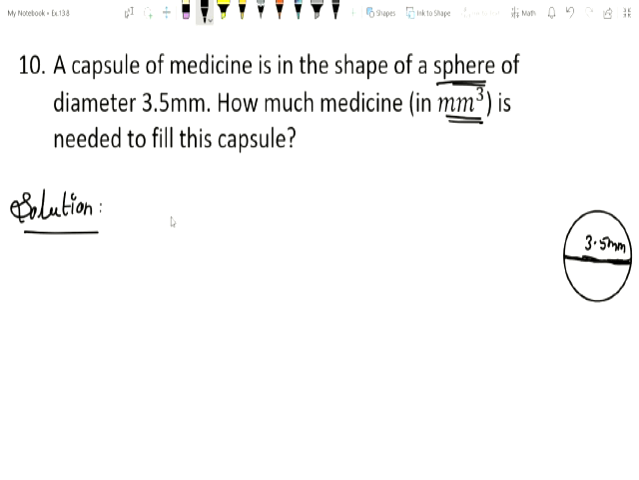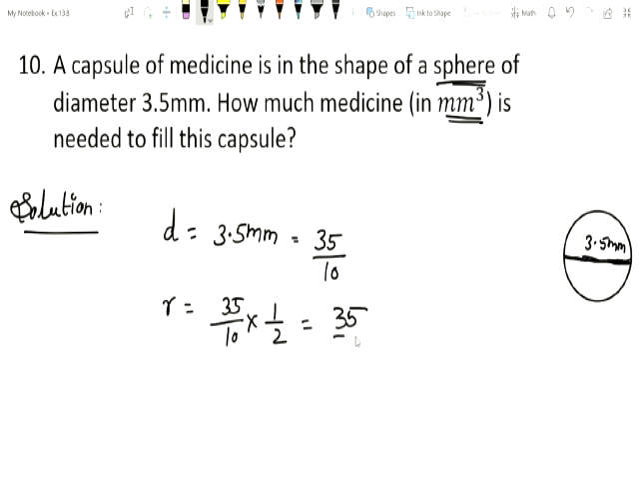Solution: diameter equals 3.5 millimeter. To remove the decimal, multiply the numerator and the denominator by 10. So 3.5 into 10 by 10, you will get 35 by 10. Next, radius equals half of the diameter, so 35 by 10 into 1 by 2. So what will you get? 35 by 20 millimeter.